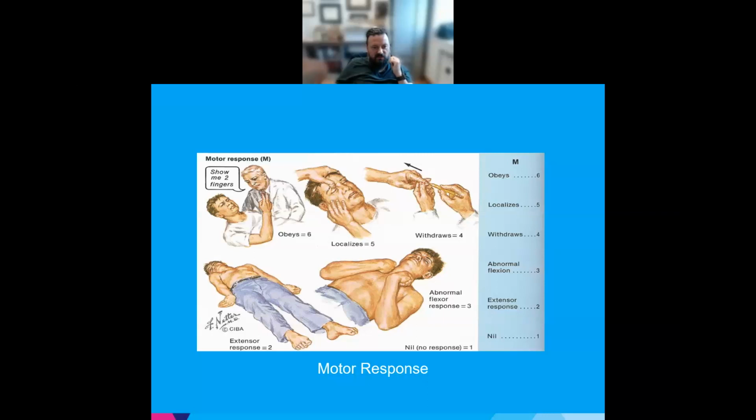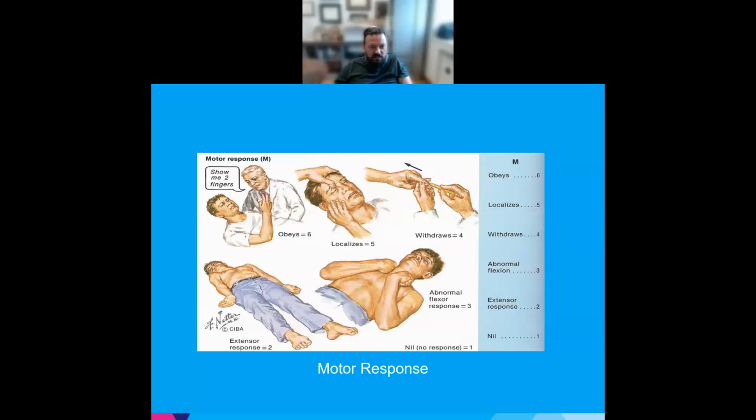Localizing is basically if you give them some sort of noxious stimulus, and they move, usually it's their arms. It's very hard to localize with your legs, but usually with your arms. If you are then reaching towards that stimulus, and technically it's supposed to be across midline and above the nipple line with your hand in order to be counted as localizing.